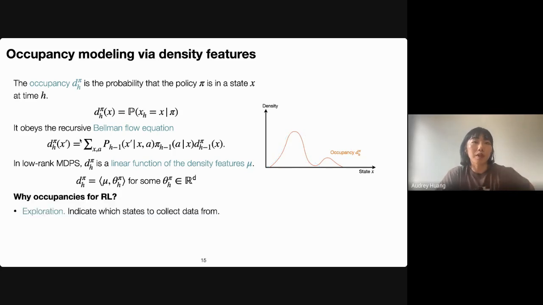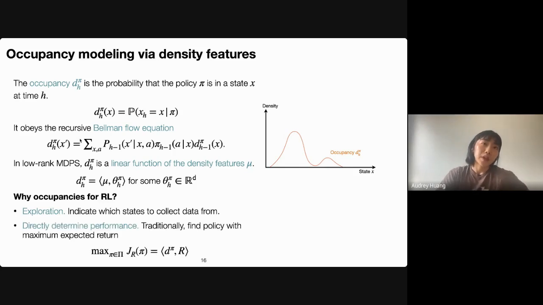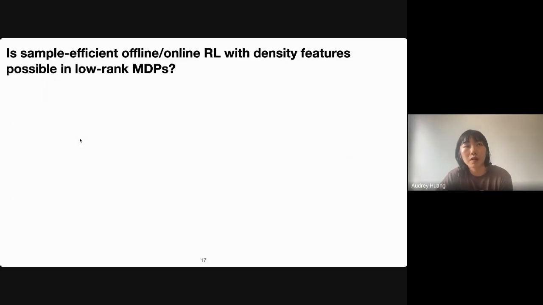So why occupancies for RL? The first reason is that they're a very natural function to guide exploration with because they essentially tell us which states are important to collect data from. And the second reason is that for the learning part of RL itself, the occupancies directly determine the expected return of a policy by taking the dot product with the reward function, which is the expected return we want to maximize. So based on this intuition, in this paper, the question we answer is whether sample efficient offline and online RL with density features is possible in low-rank MDPs.